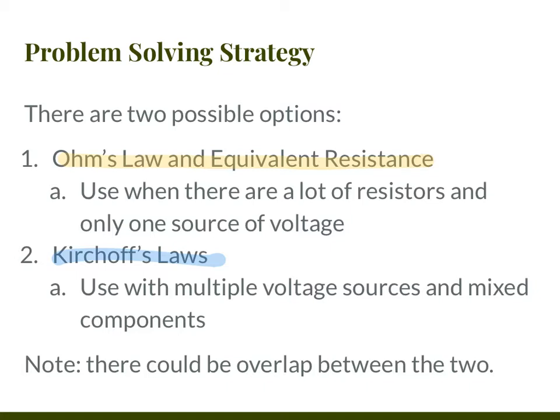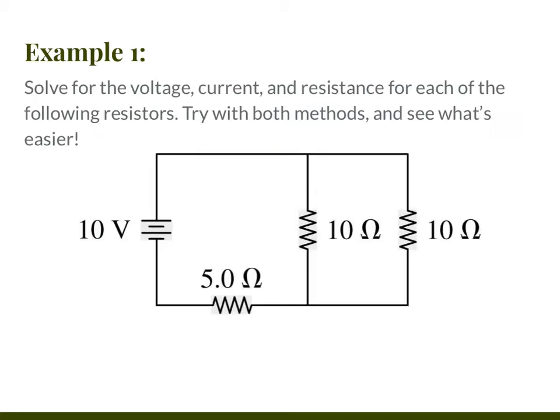So there are different scenarios when you'd want to use one or the other for solving a circuit, and there are some where you could use whichever you're more comfortable with. Ohm's law and equivalent resistance usually works best when you're dealing with a lot of resistors and only one battery or only one voltage source. Kirchhoff's laws are better when you've got multiple voltage sources and mixed components, which means you could have some resistors, some capacitors. We actually haven't looked at capacitors yet, so we're not going to be dealing with those today. But if there's a capacitor, you're going to end up wanting to use Kirchhoff's laws.